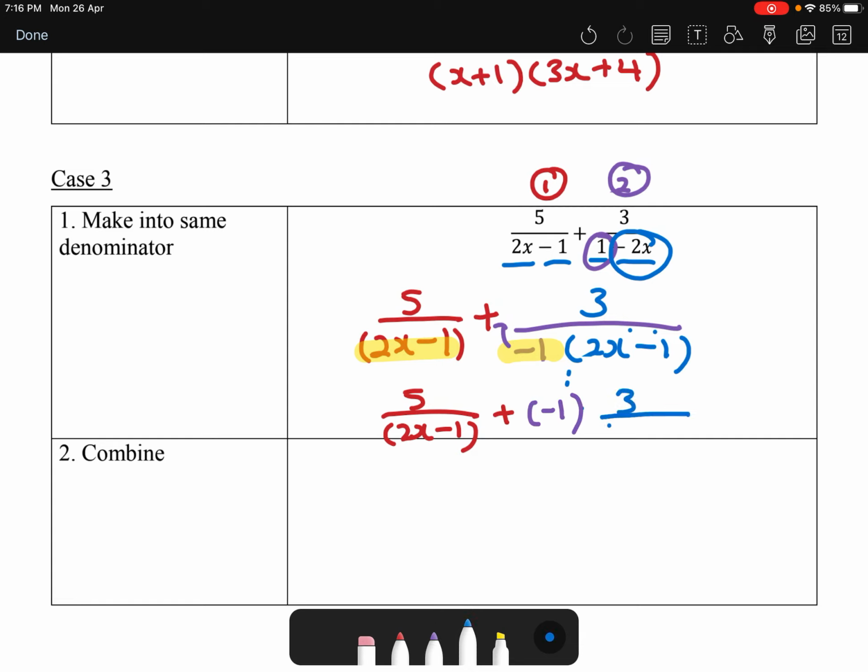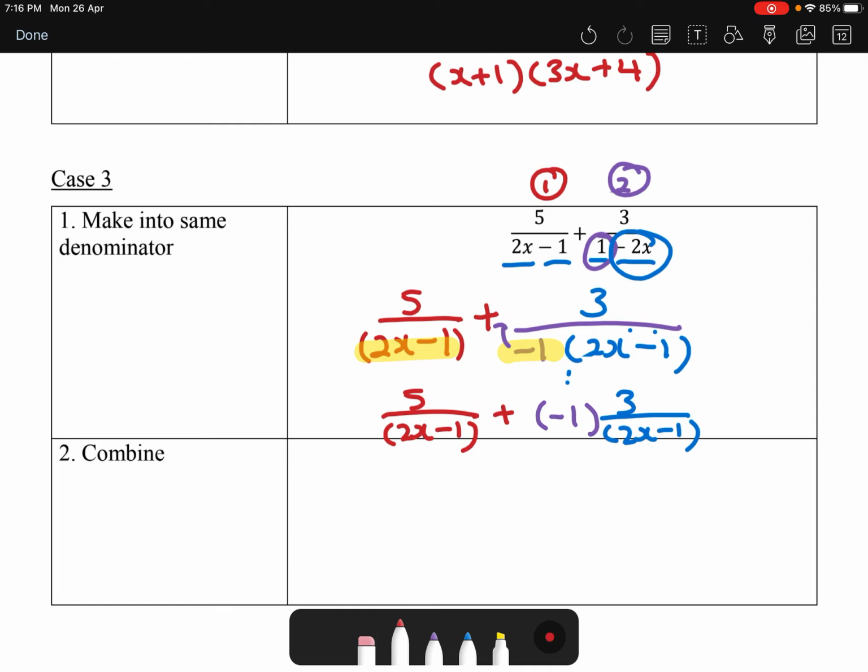So 3 over 2x minus 1. This purple bracket negative 1 is actually, sorry, maybe I just write. It's exactly at the center. It's like here, minus 1. So plus and minus always win.